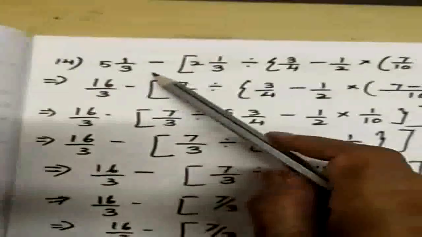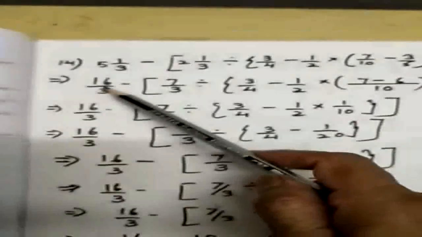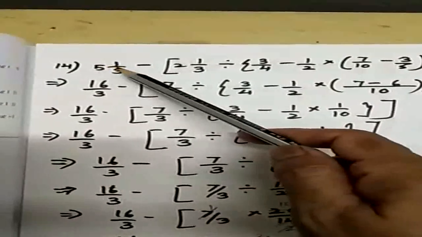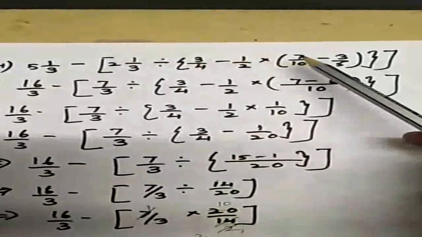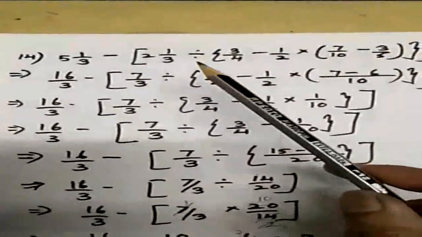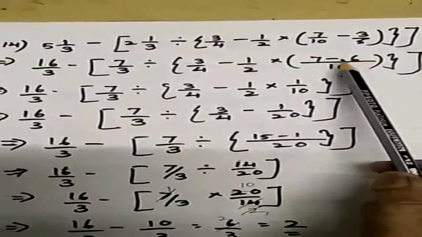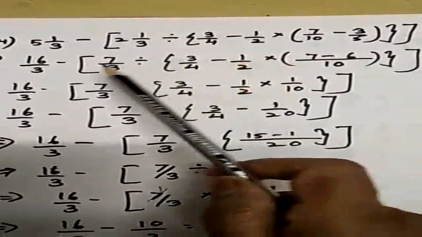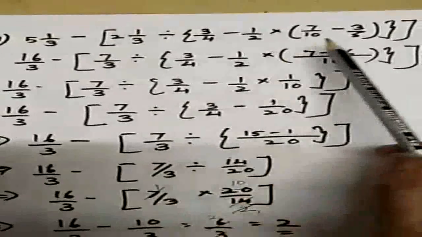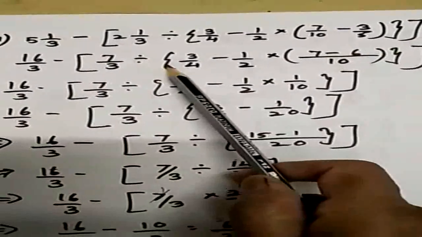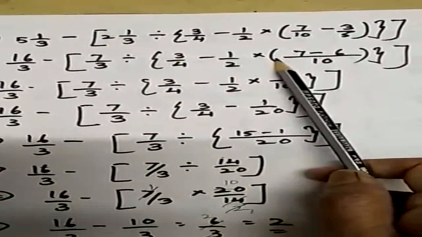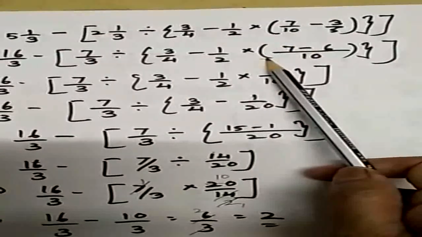Okay, now question number 14, see the question I have written here. First step, what you have to do, bring this mixed fraction into an improper fraction. That you have done. Okay, next step, BODMAS method, brackets. First you have to open the ordinary bracket. In the square bracket, first the curly bracket is there, then the ordinary bracket is there. So first you will open the ordinary bracket.